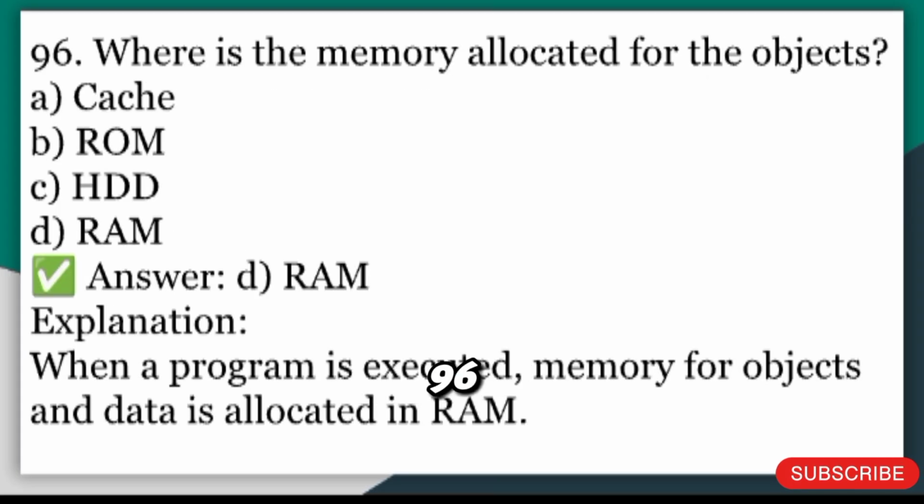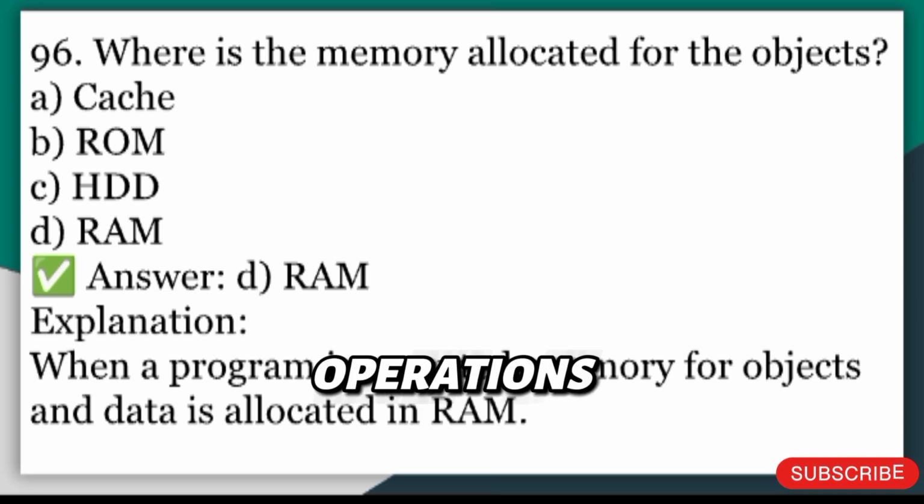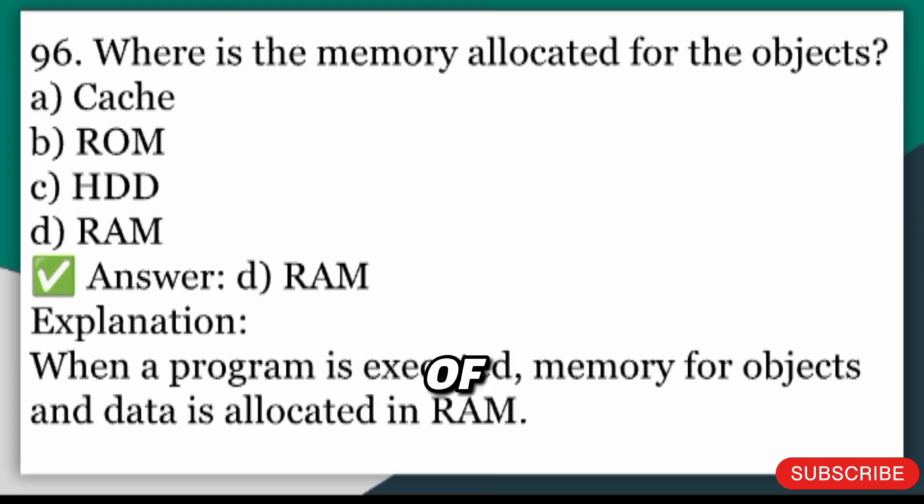Question number 96. Where is the memory allocated for the objects? So the right option is D, RAM, random access memory. Explanation: when a program is executed, memory for objects and data is allocated in RAM. To run any program, the operating system loads the program into RAM because it's a fast temporary storage that supports both read and write operations. When you create an object, the memory is allocated in heap memory, which is a part of RAM. So the right option is D, random access memory.